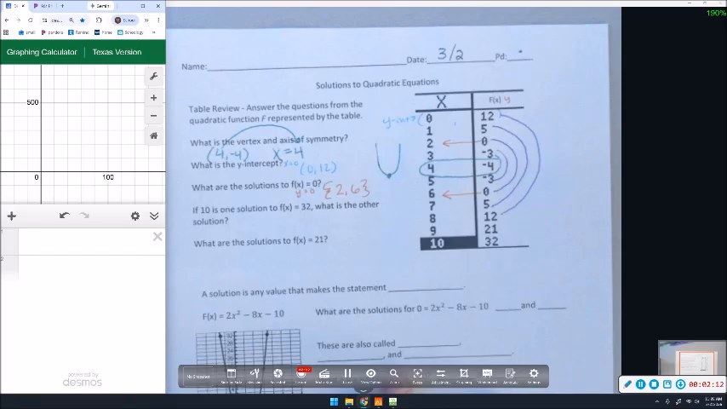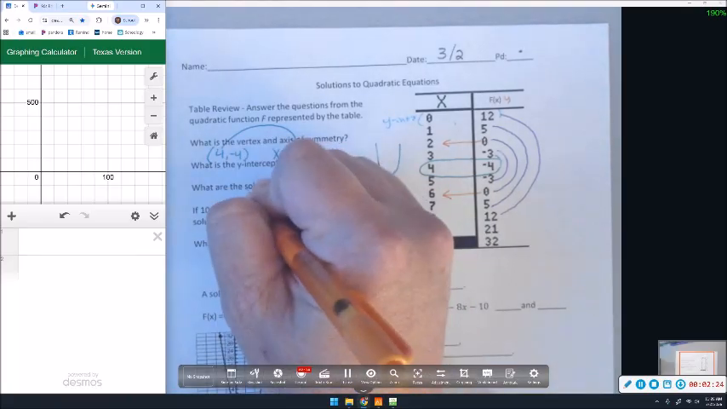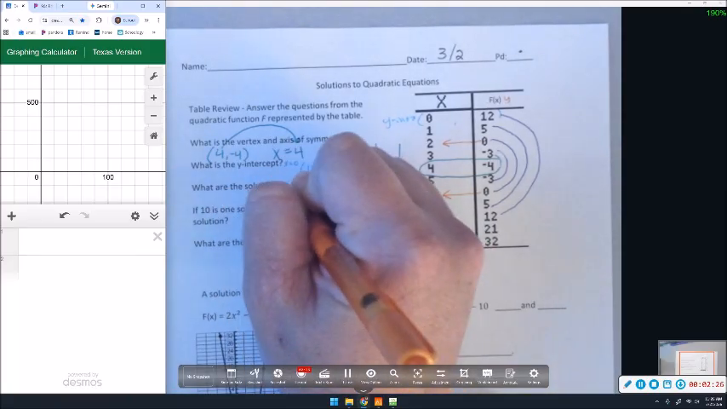Now, could I also write those as points 2, 0, and 6, 0? Yeah, those are just x-intercepts. And I know this is just asking for x-intercepts because it's telling me y is 0.